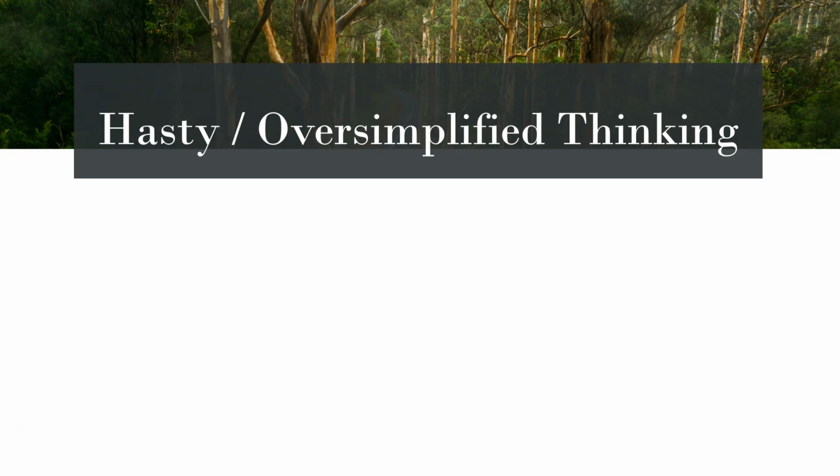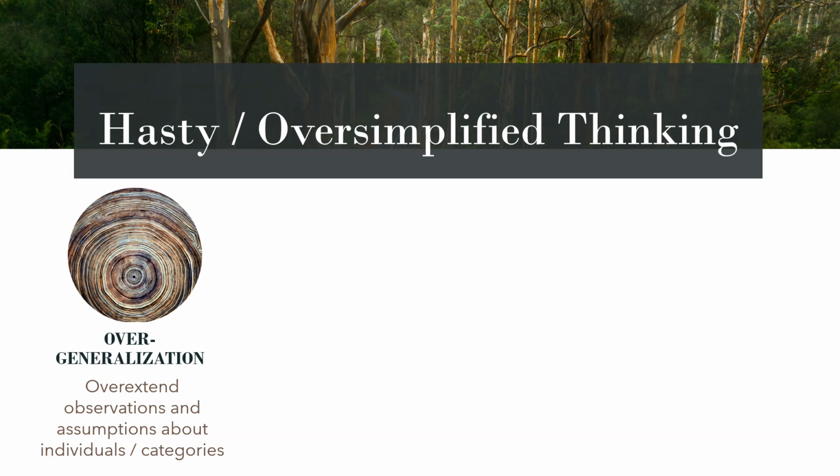The most common fallacy of logos comes from hasty and oversimplified thinking. So just an informal, common way that we can encounter the logical fallacy is in overgeneralization. So overextending your observations and assumptions about individuals and categories. So saying like, oh, I observed this one example, so that must mean all of these other examples carry the same assumptions and observations and outcomes. So pretty basic at overgeneralizing.